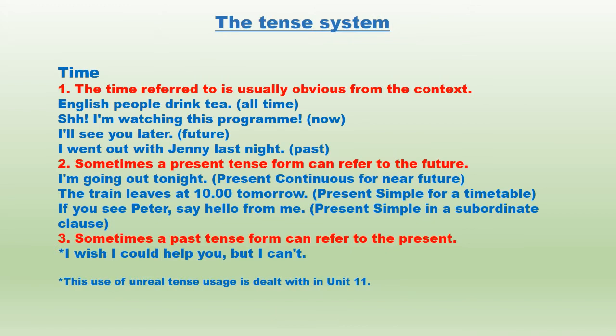Time is one of the important elements that we depend on in the English tenses. The time referred to is usually obvious from the context. So sometimes it's clear from the sentence that the time of the sentence is past, future, or present. For example, English people drink tea. Drink is the main verb of this sentence, and it's present simple tense. So from the meaning or the context of this sentence, English people drink tea all the time. So the tense of this sentence is present simple.